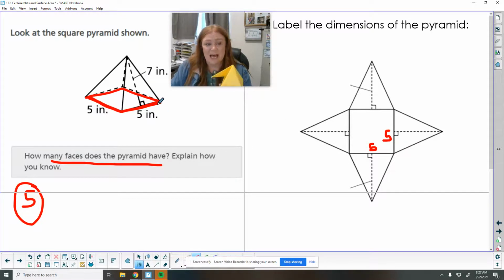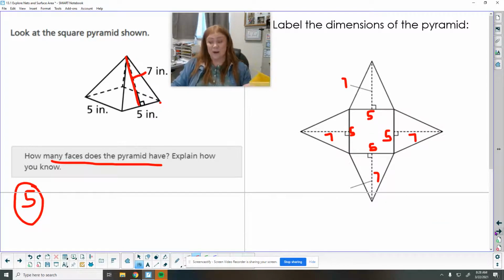Now look at this pyramid. Can you find the height of one of the triangles? I know there's a lot of lines happening here. So look and see, can you find one that goes from the base to the tippy top? This line here is representing the height of 7. So every height is 7. All of these are 7. All of the bases are 5 because it's a square.